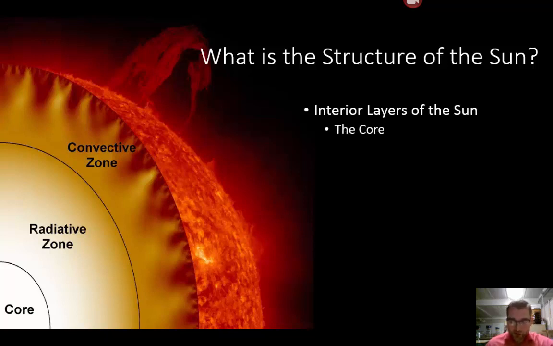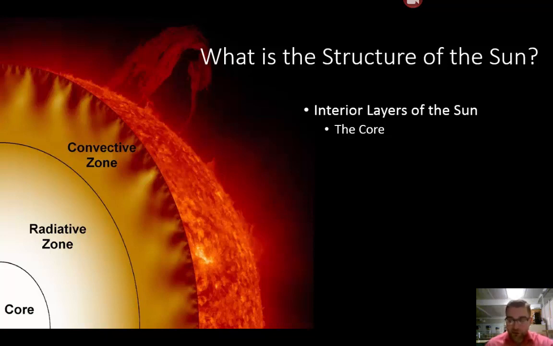So let's start with the core. The sun produces an enormous amount of energy in its core. The core is the central region. This energy is produced through nuclear fusion.